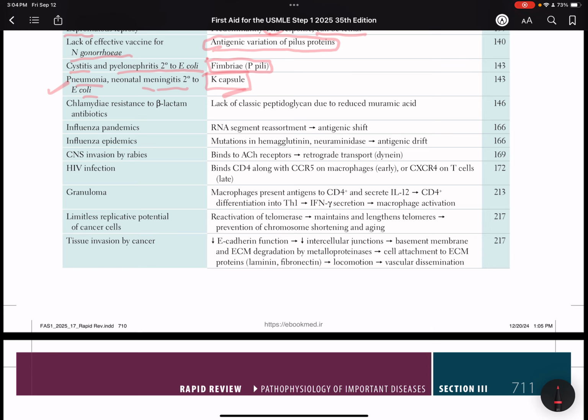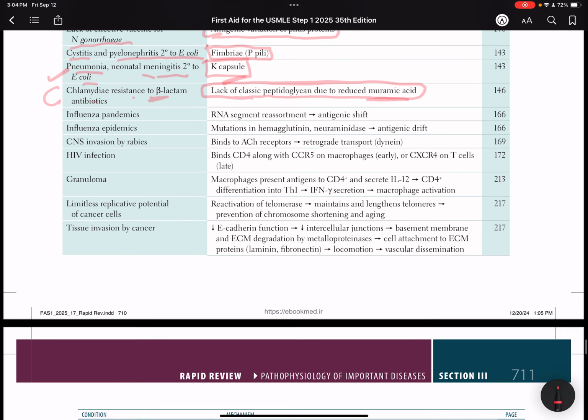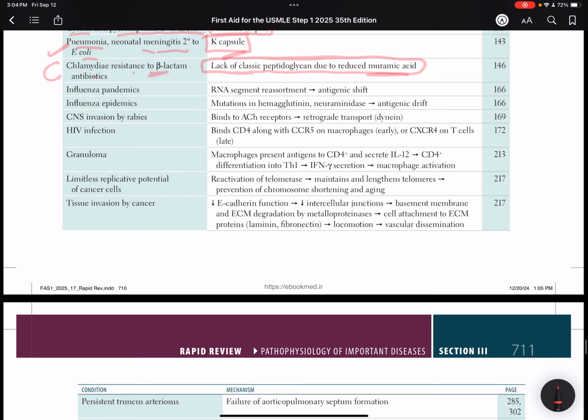Chlamydia resistance to beta-lactam antibiotics. So what causes chlamydia to be resistant to beta-lactam antibiotics? Lack of classic peptidoglycan due to reduced muramic acid causes chlamydia resistance to beta-lactam antibiotics.